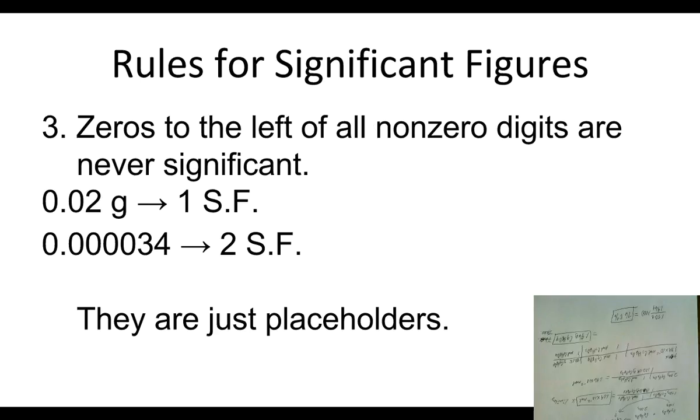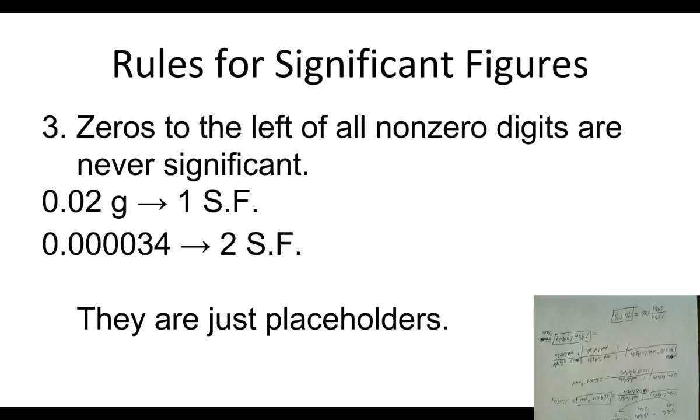All right, number three, jot this one down. Zeros to the left of all non-zero digits are never significant. I call these leading zeros. Zeros that are to the left of non-zero digits, never, ever significant, okay? Never means what? It means never, ever. So 0.02 grams has only one significant figure. The zeros at the beginning are not significant.